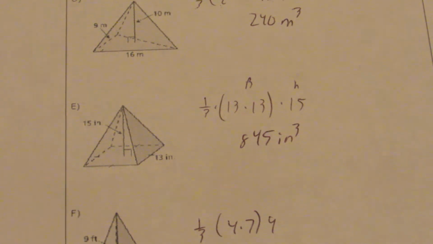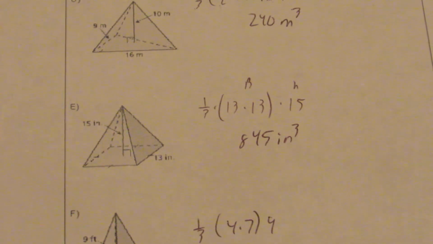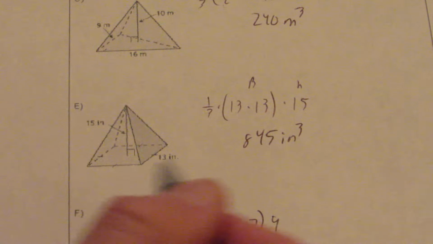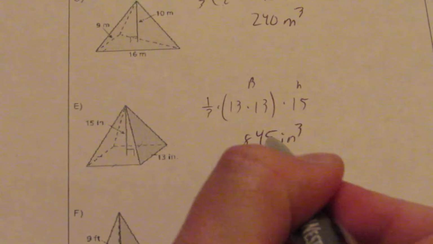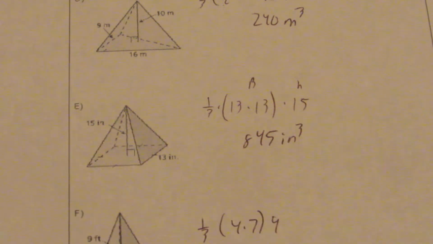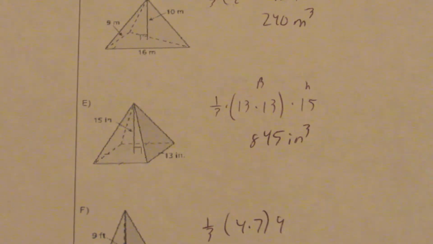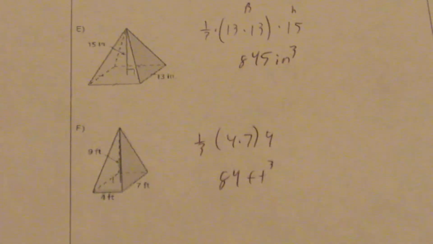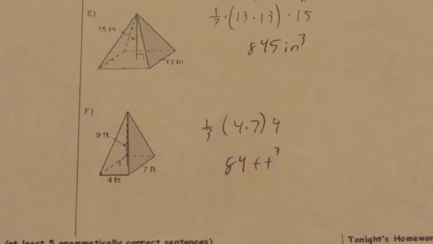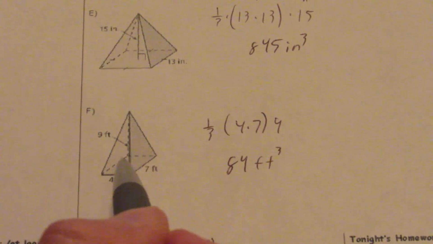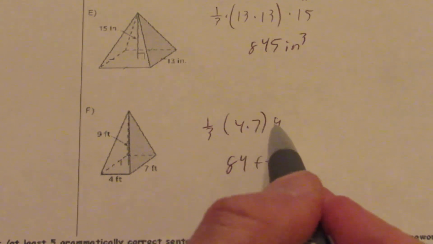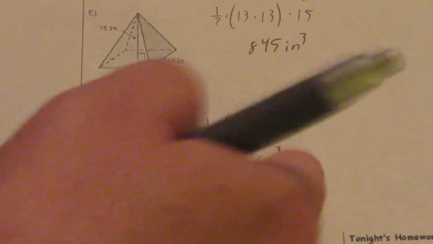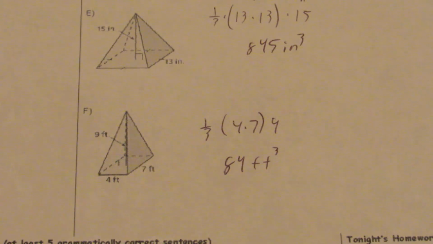Then E, we have a square again. Sides are marked congruent. So 1/3 times 13 times 13 times 15, which is the height, gives me 845 inches cubed. And finally, F, rectangular pyramid. We have side lengths of 4 and 7, height of 9. So 1/3 times 4 times 7 times 9 gives me 84 feet cubed.